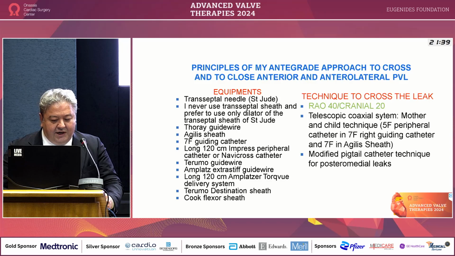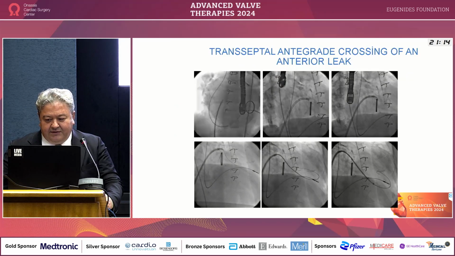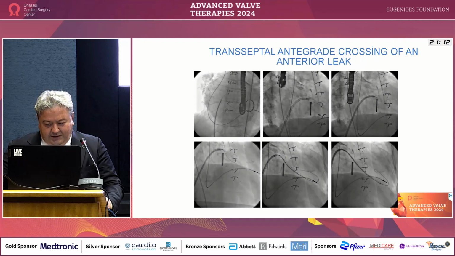For the 7 French guiding catheter, a long 120 centimeter Impress peripheral catheter or Navicross catheter, and the Terumo guide wire is very important. So the technique to cross the leak is a telescopic coaxial system, mother and child technique, 5 French peripheral catheter in 7 French right guiding catheter and 7 French in Agilis sheath, and modified pigtail catheter technique for posteromedial leaks.